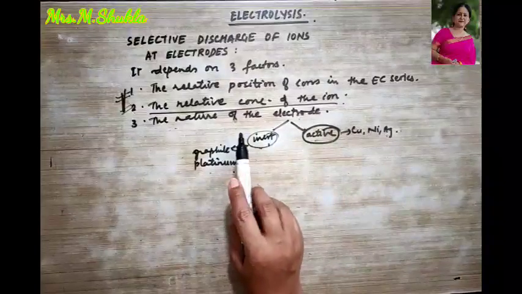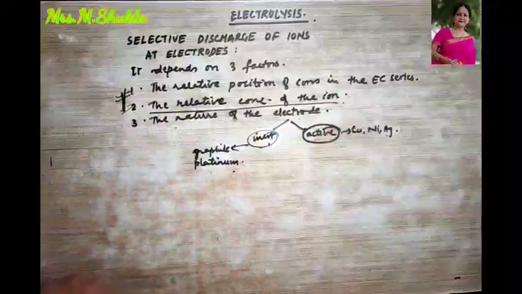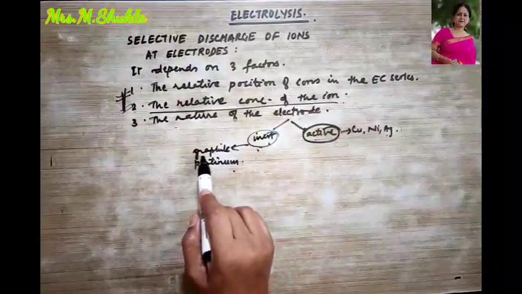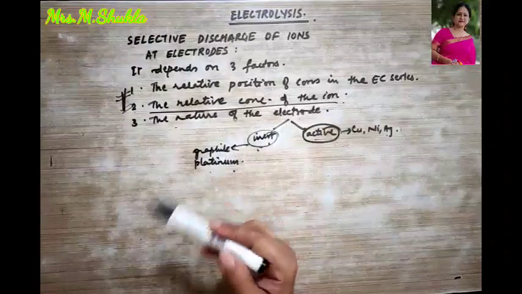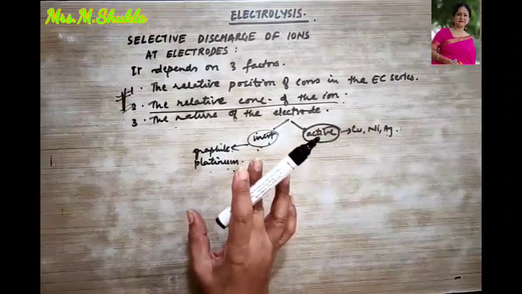Now, how does the nature of the electrode help in the preferential discharge of ions? It says that if it is an inert electrode, that means graphite or platinum, it will not take part in the chemical reaction.